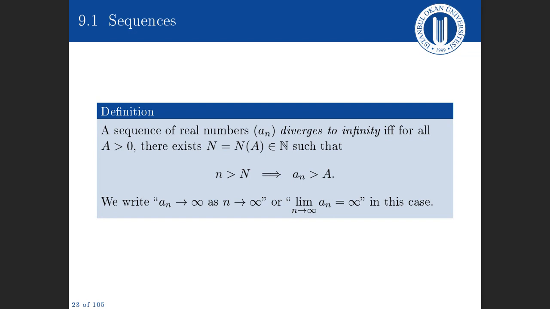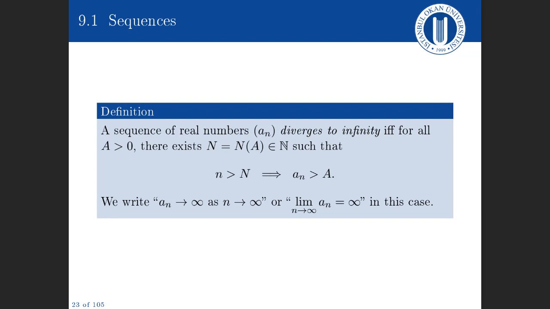So now I'm ready to formally define the idea of diverges to infinity. A sequence of real numbers diverges to infinity if and only if, for all positive real numbers capital A, there exists a natural number capital N such that if small n is bigger than capital N, then An is bigger than capital A.